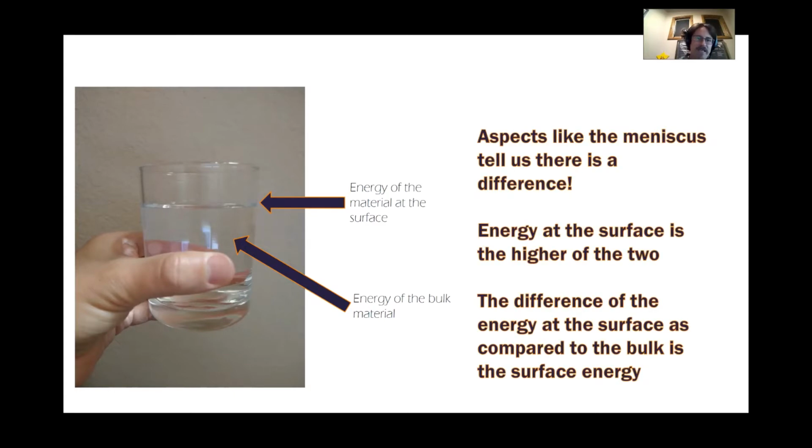Take aspects like the meniscus. You always hear about the meniscus, and I remember my chemistry friends would always tell me where to measure a liquid, and I would argue versus measuring at the top or bottom of the meniscus. If someone can tell me the answer, I'd greatly appreciate it. But the energy of the surface is generally higher. The surface energy is basically the difference between the energy at the surface compared to the energy of the bulk, and the energy at the surface is going to be higher than the two.